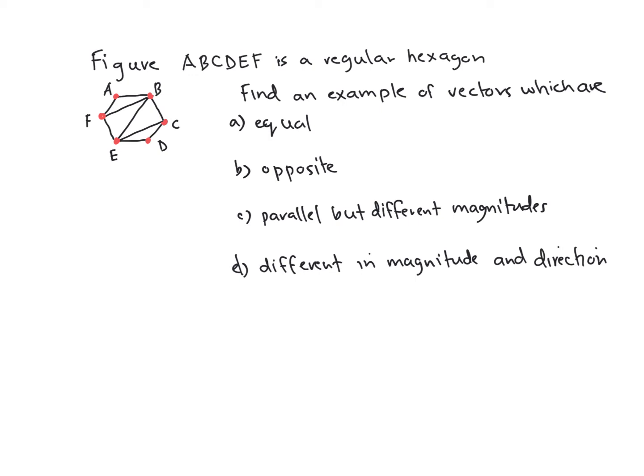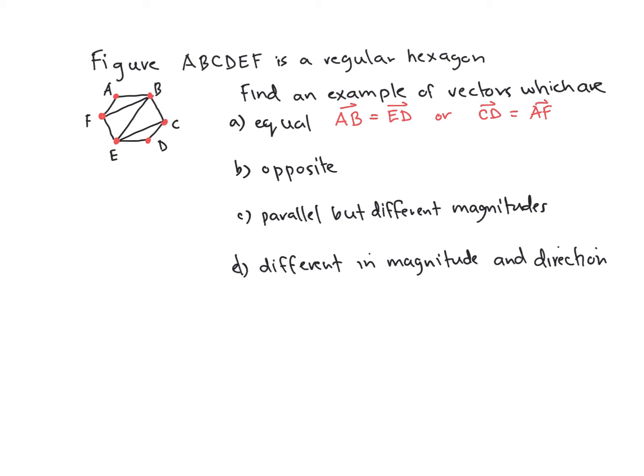So let's say we decided to choose AB. If I start at A and go to B, a vector that would be equal to that would be E to D. E to D is going in the same direction as A to B, and it is the same length. Or let's say I went from C to D. Starting at C and going to D, a vector that is equal would be A to F. It's going in the same direction, and it is the same length. So there's lots of different examples of equal vectors.